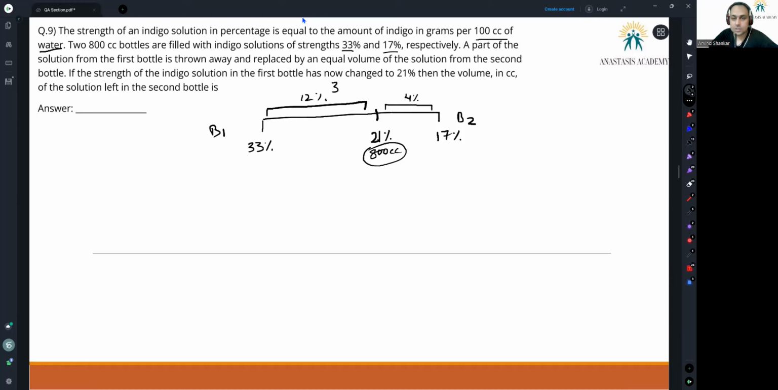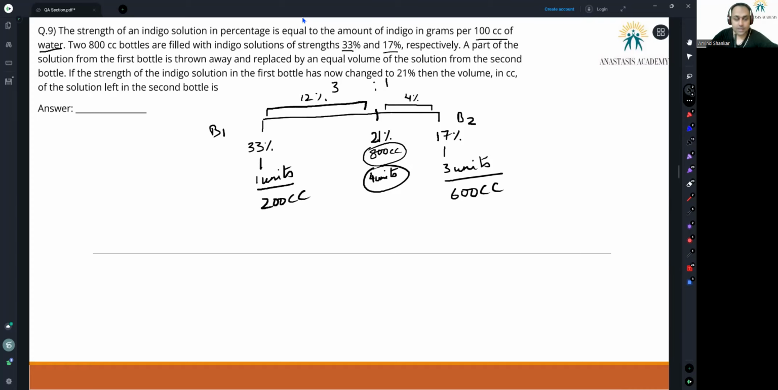This is 4%, this is 12%, and the ratio is 3:1. So this should have 3 units, and this should have 1 unit. And we know these 3 units and 1 unit means 4 units in our mixture. So 3 units would correspond to 600 cc. 1 unit would correspond to 200 cc.